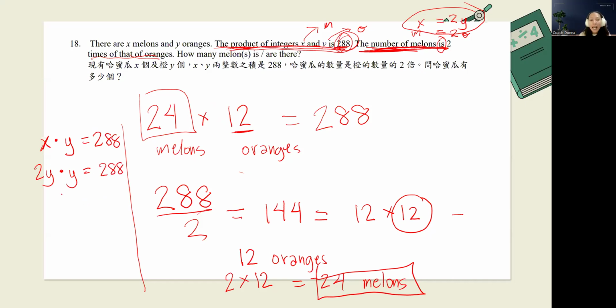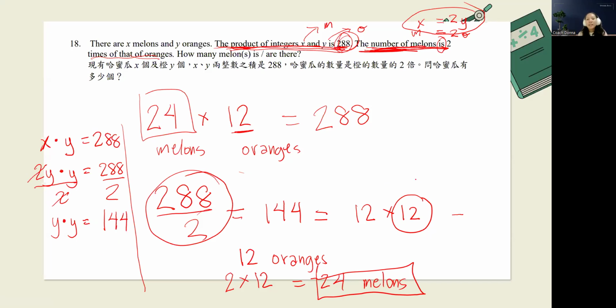Now, this is the time when we're going to divide it by 2. That's the process right here, because we want to erase this 2 right here. 2 divided by 2 is 1. So we're now left with y times y is equal to 288 divided by 2. That's 144. Now, this y times y, so that means we have the same number being multiplied to itself. That will result to 144. And that number is 12.